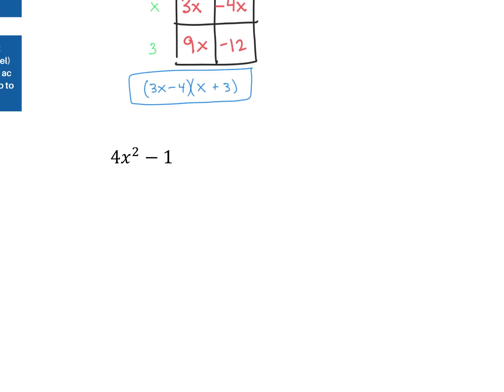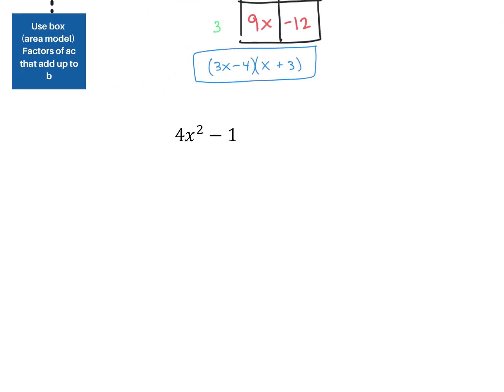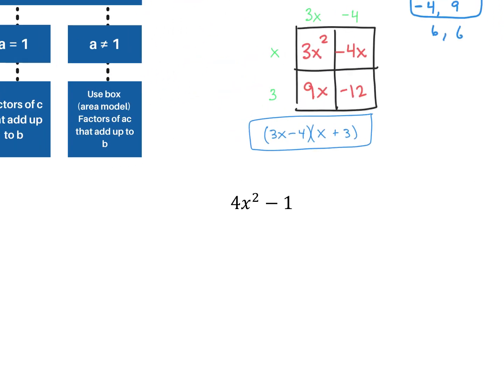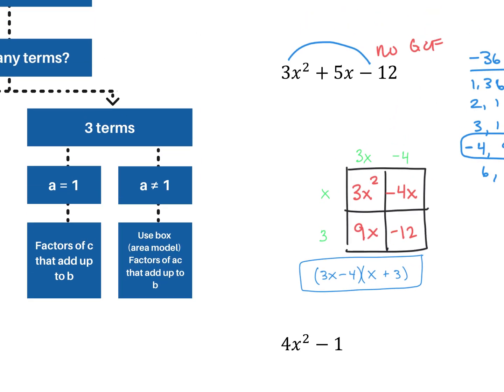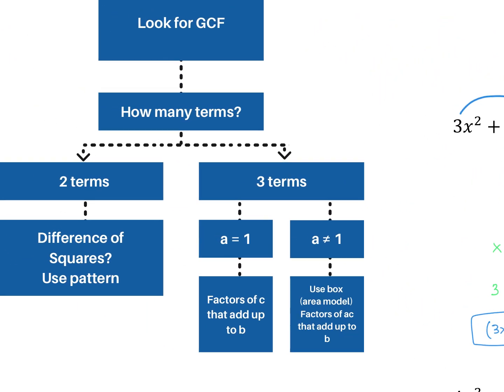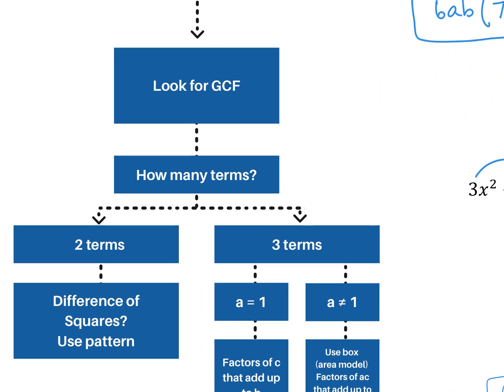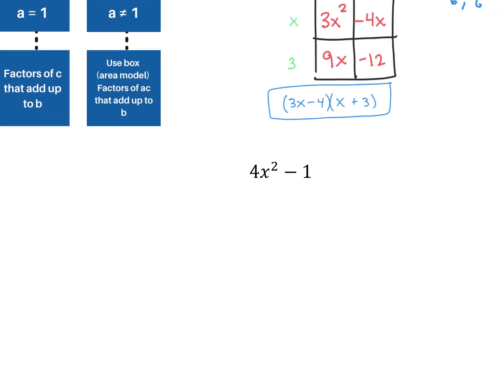All right, next problem. We have 4x squared minus 1. So here I can even keep our factoring handy. Oh, well, that's a lot bigger. So first, look for a GCF. Do we have a GCF for 4x squared minus 1? There's not. They don't have any common factors, so no GCF.